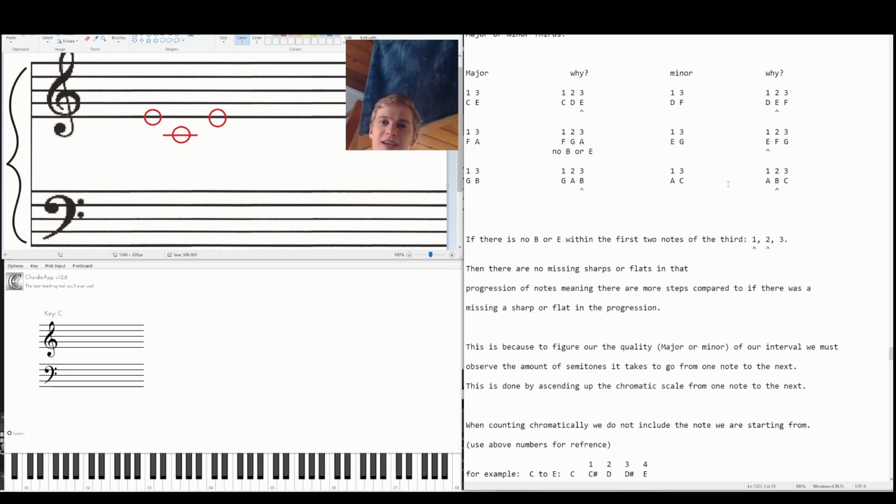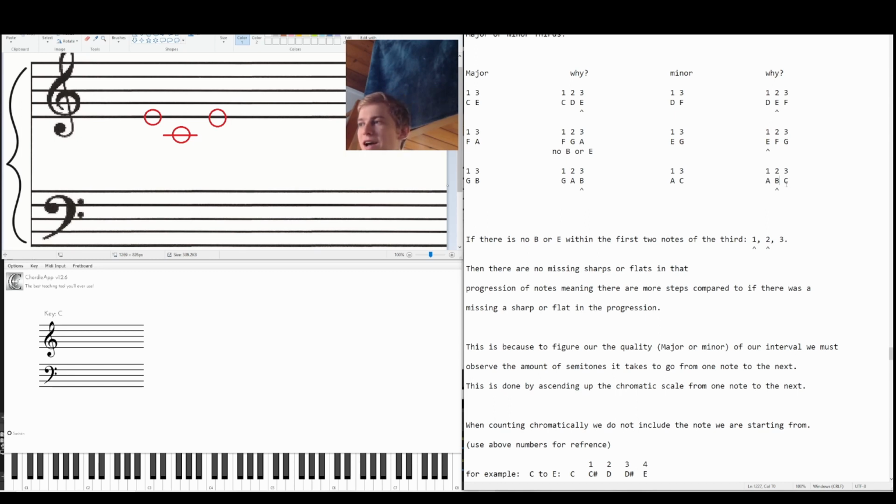Lastly, we have A and C, and we can think A, B, C. Okay, we have a B in the middle, so we know it's minor, but to break it down more, we could count up that again, and we can see the fact that B right here is missing a sharp.